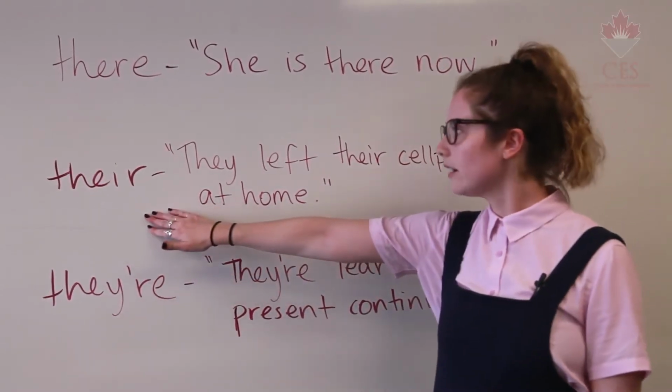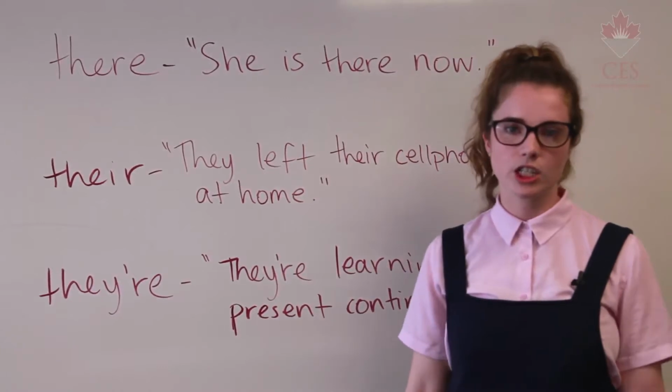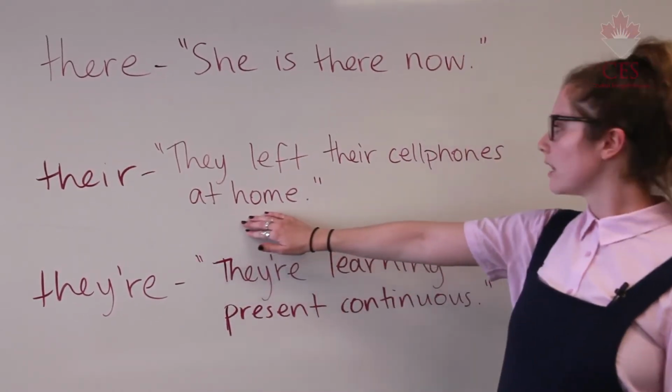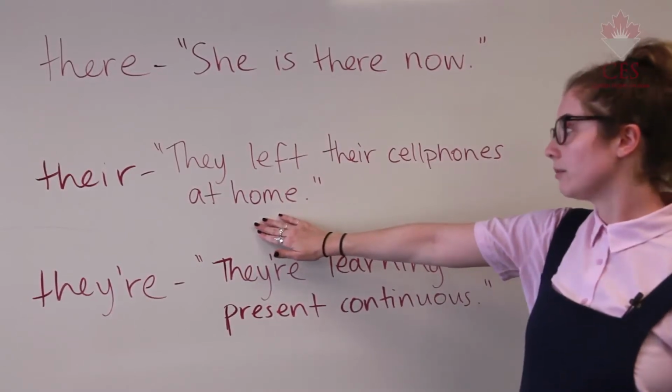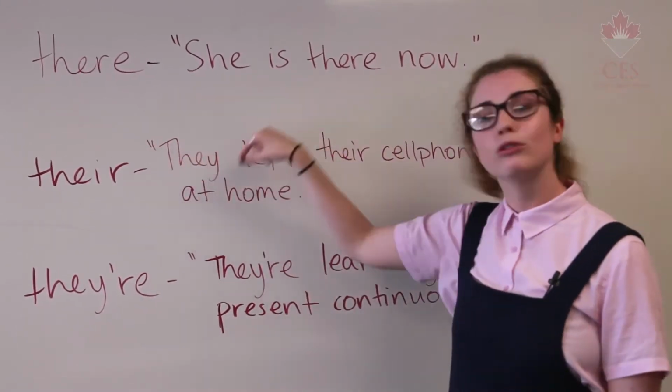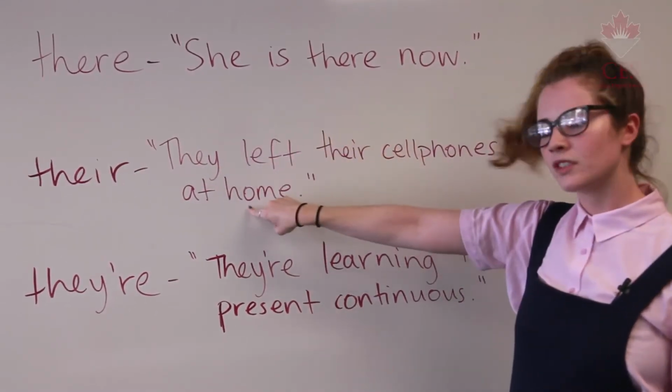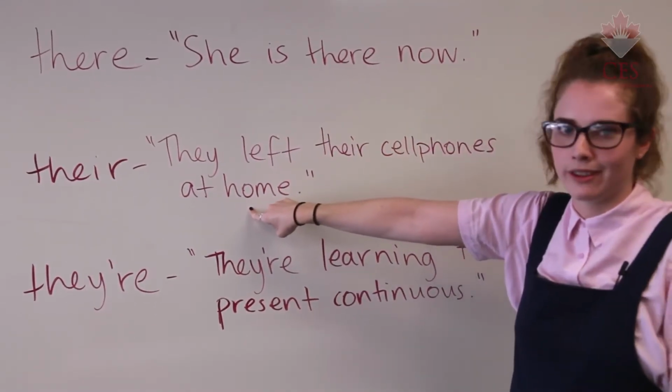Next, their is used to express possession, that something belongs to someone. So, for example, they left their cell phones at home. They left, in plural form, their cell phones, so all of their cell phones are at home. They didn't bring them with them.